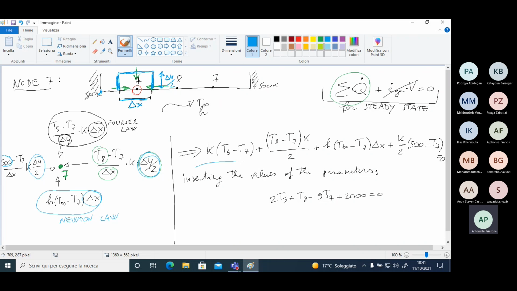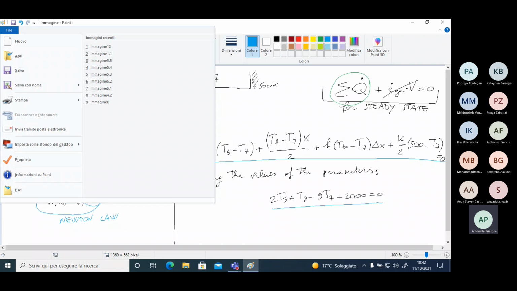So now here I have simply combined together all the contribution, and inserting the values of the parameters, I can obtain this one, that is the equation for the node 7 to be inserted in the previous system of equation to be solved together to the other. It's clear? It's okay? Yes, it's clear, perfect.